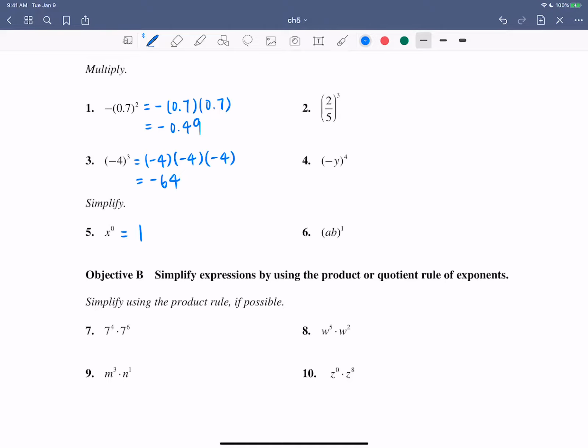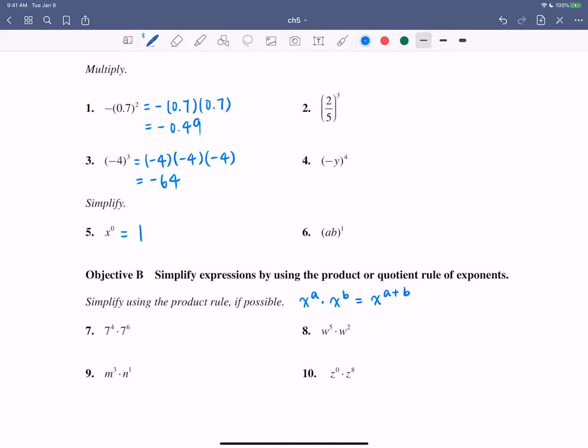Number 7. 7 to the 4th times 7 to the 6th. This one you have to use the product rule. So if you remember, the product rule applies to exponents that have the same base. Let's assume we have these two exponents, x to the a times x to the b. They have the same base, x. You simply add their exponents and keep the base.